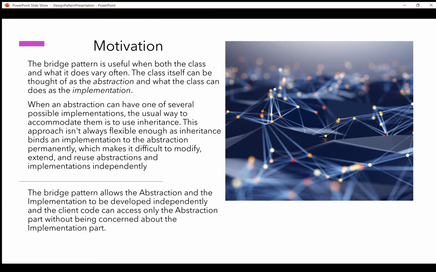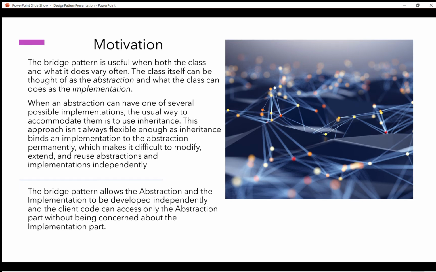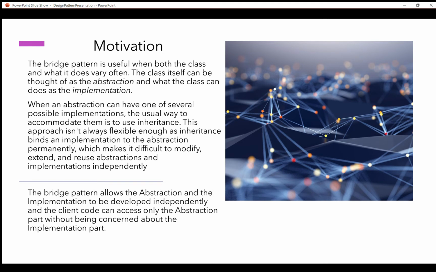Motivation. The bridge pattern is useful when both the class and what it does vary often. The class itself can be thought of as the abstraction, and what the class can do as the implementation. When an abstraction can have one of several possible implementations, the usual way to accommodate them is to use inheritance. This approach isn't always flexible enough, as inheritance binds an implementation to the abstraction permanently, which makes it difficult to modify, extend, and reuse abstractions and implementations independently.